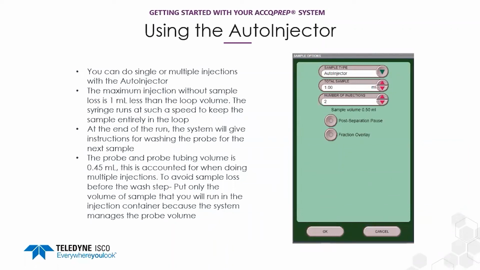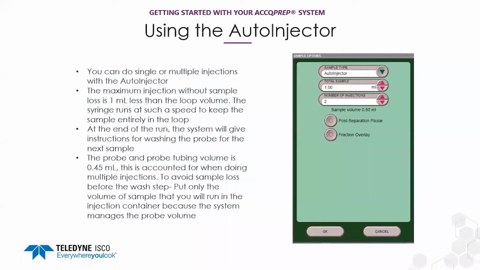You can do single or multiple injections with the Autoinjector. The maximum injection without sample loss is 1 ml less than the loop volume. If you have a 1 ml loop, you can inject up to 4 mLs, while a 10 ml loop allows you to inject 9 mLs. The syringe runs at such a speed to keep the sample entirely in the loop.